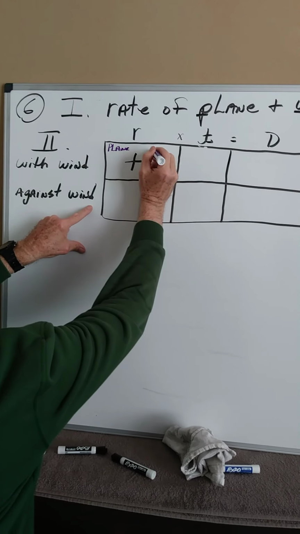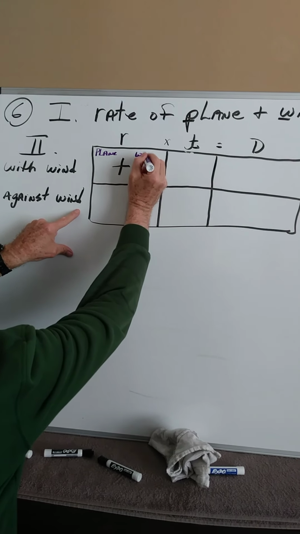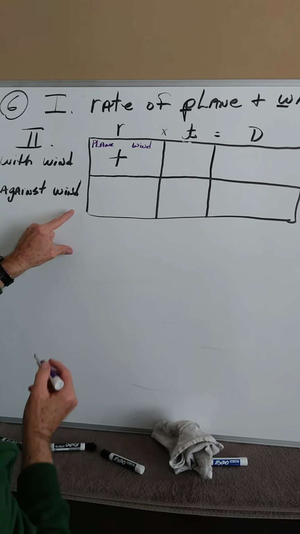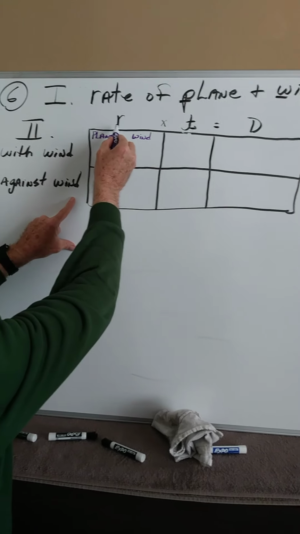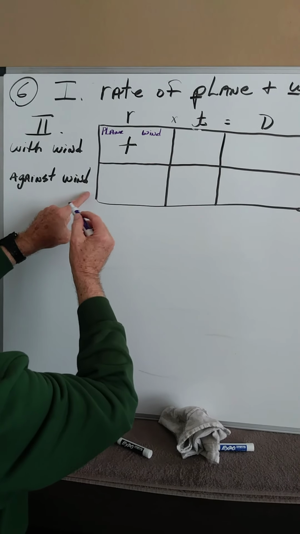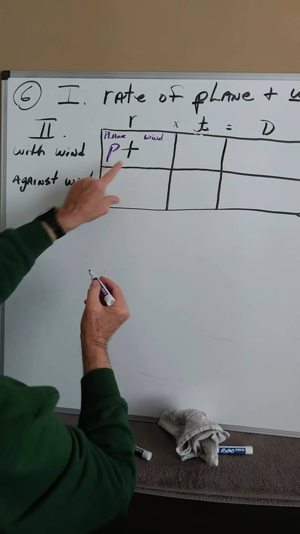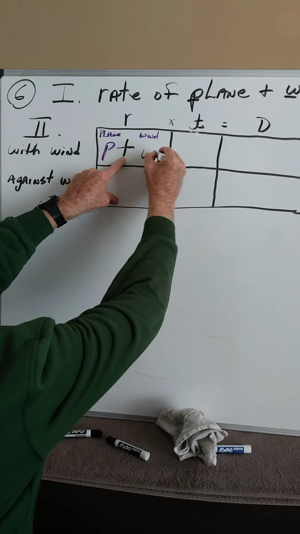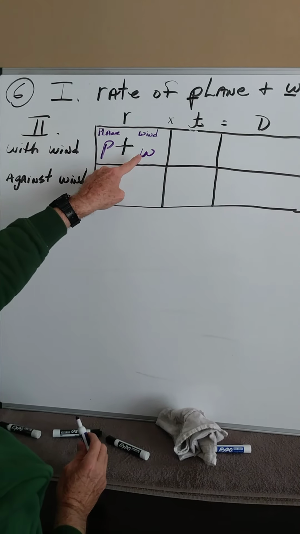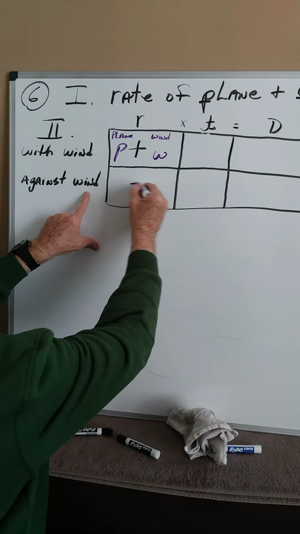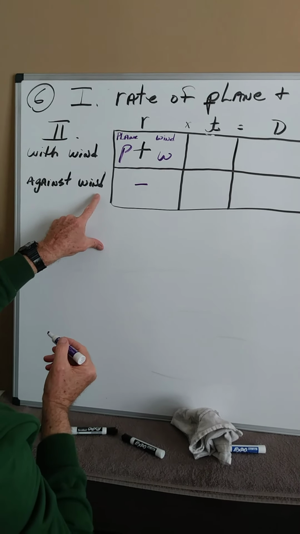And I'm going to put the other rate aspect here, wind. So now let's put in our letters. The overall rate of speed for the plane traveling with the wind is plane, P, plus W. The wind will push it to go faster. Let's go to the rate box against the wind. That's minus, because the plane's going to go slower.